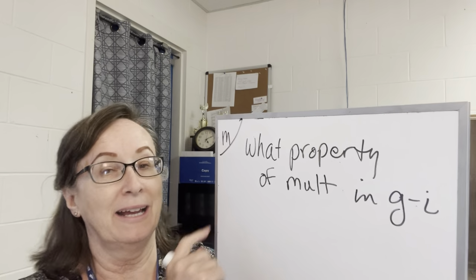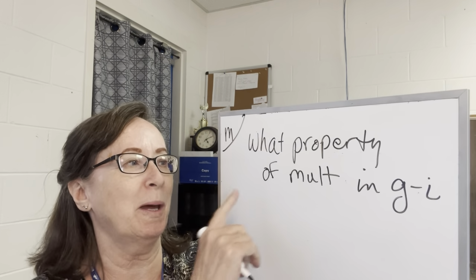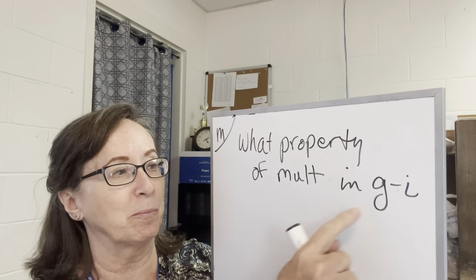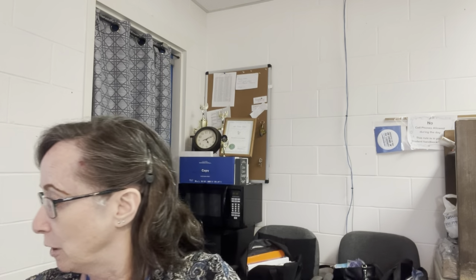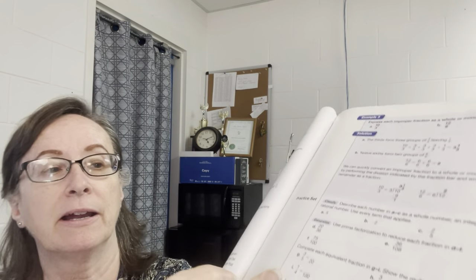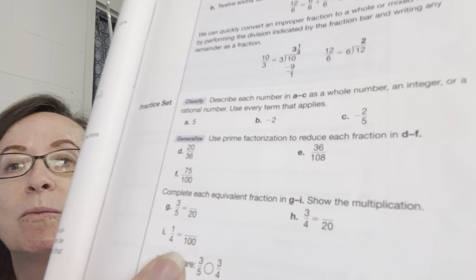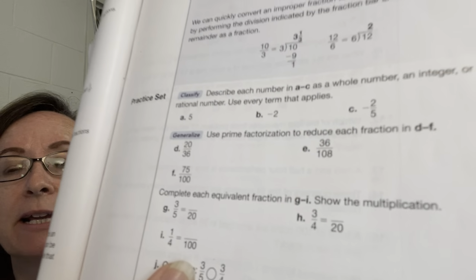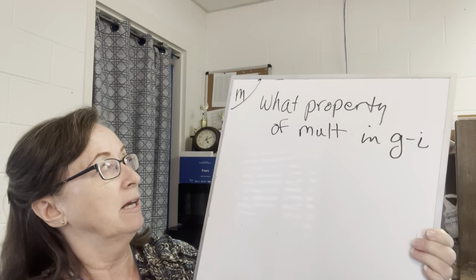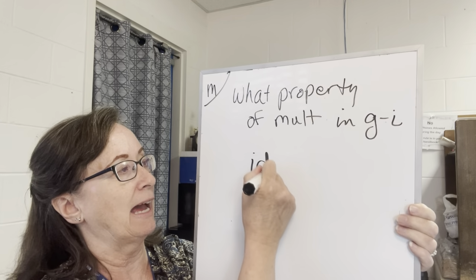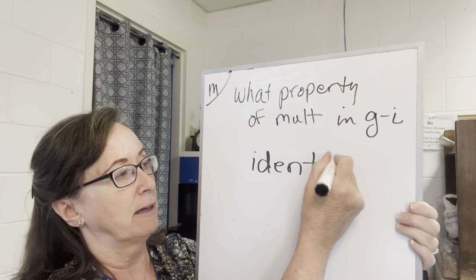Okay, so for M on our practice, it says, what property of multiplication are you using in problems G through I? Now, if you look back at G through I, here's G through I right there. We were turning a number into an equivalent fraction with a different denominator. So we were figuring out which form of 1 we needed to multiply. Whenever we multiply by 1, that's the identity property of multiplication. So G through I is using the identity property of multiplication.